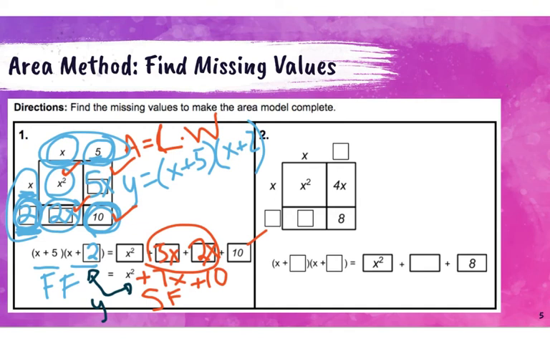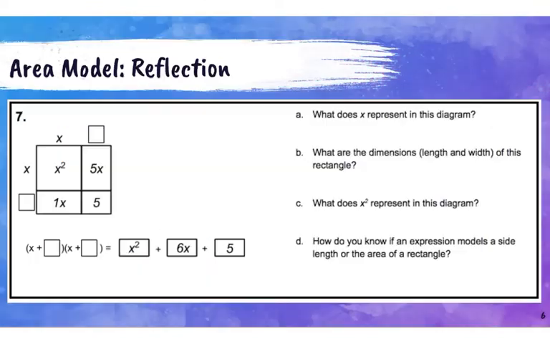All right, so we're actually going to go to the next page. I'll let you figure 2 out on your own. And let's go to the reflection. So just quickly, let's look at this. We have x times x gives me x squared. Now we have x times something gives me 5x. So the only term that could be there would be, think about it, 5. x times 5 is the only combination that would give me 5x.